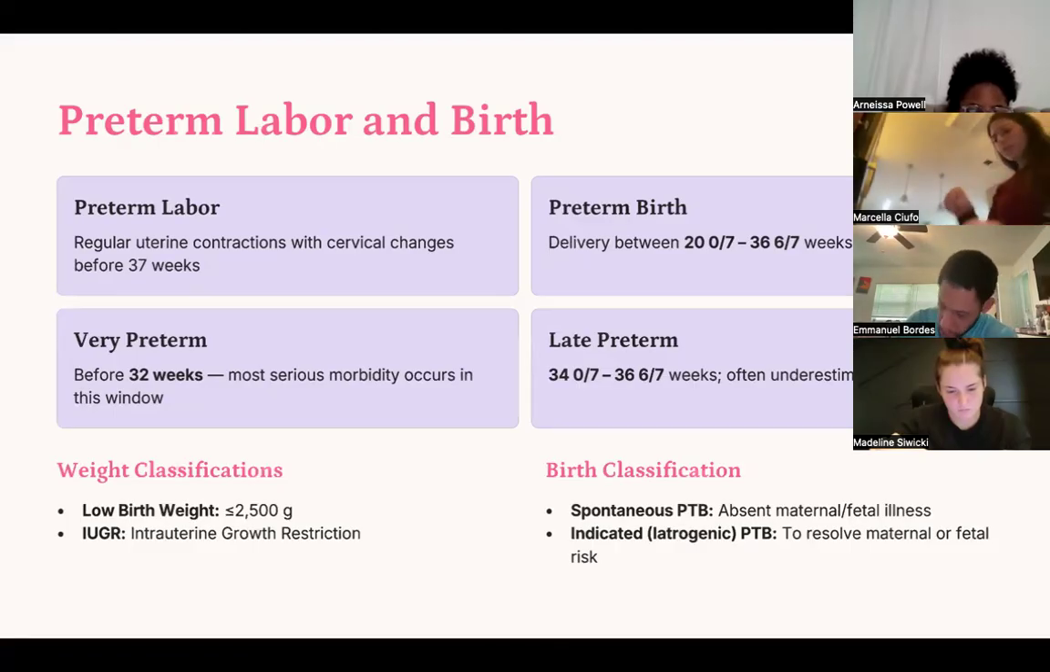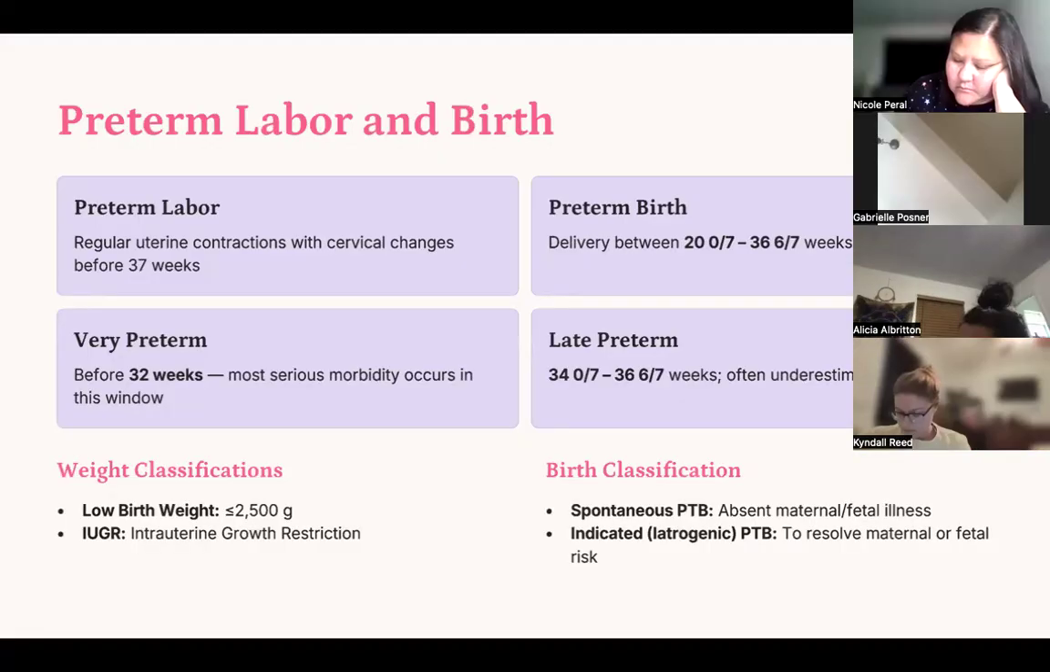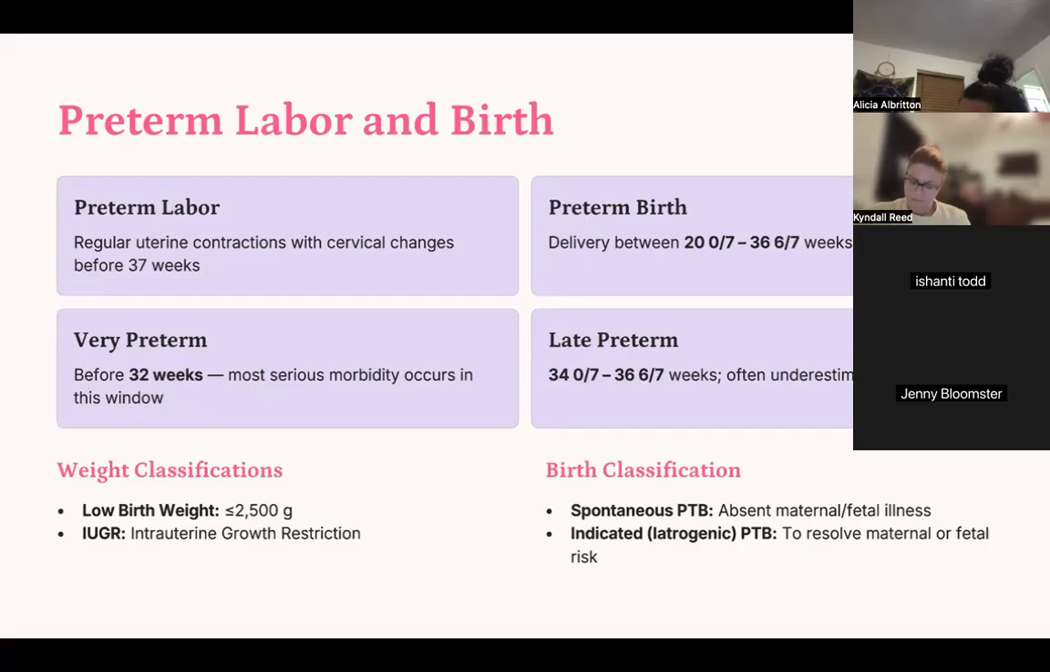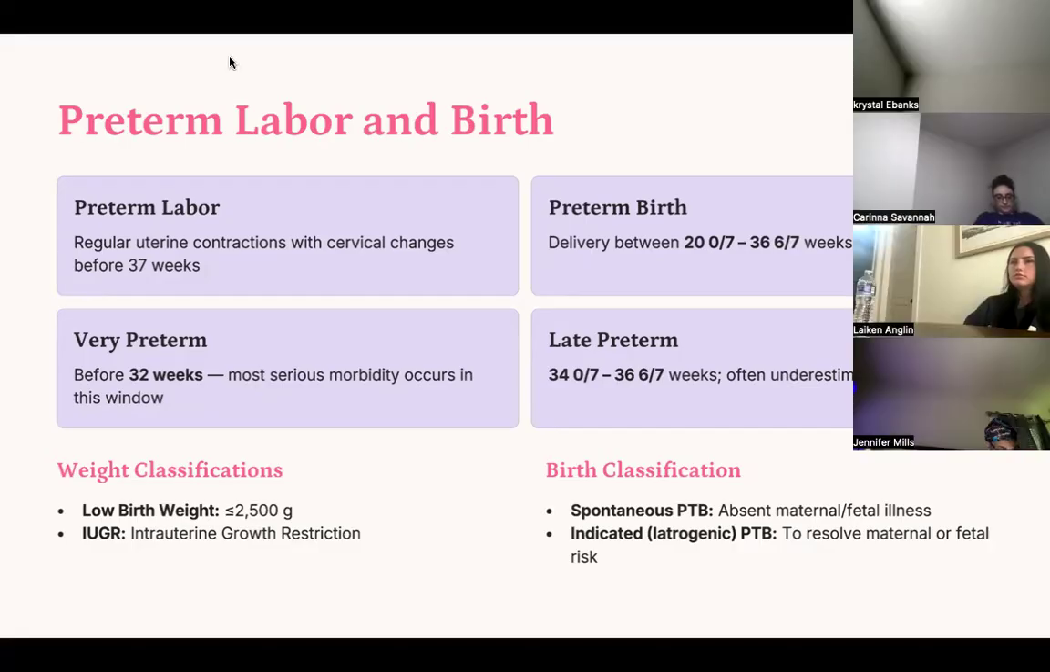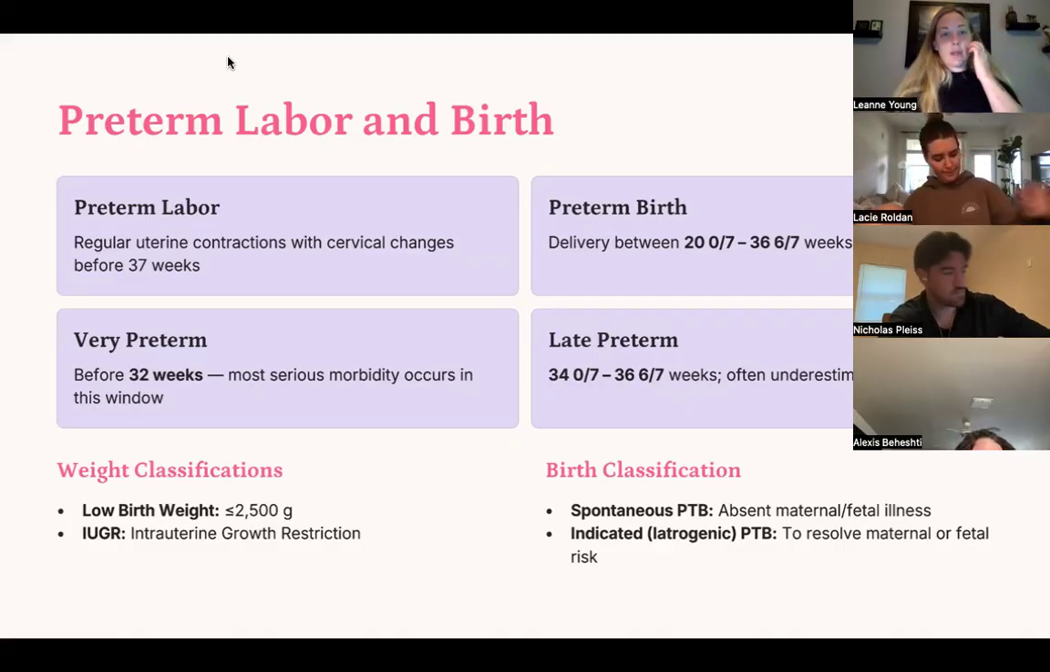An indicated or iatrogenic preterm birth is done medically. It's medically indicated to resolve maternal or fetal risk. So probably the most pertinent example of this would be moms that have severe preeclampsia. Okay. From a maternal standpoint, that's what we're going to see most often with why we would take a mom early, why we would take a baby early. Because we know with preeclampsia, the only way to resolve this is to deliver the placenta because that disease process is derived from the placenta. So we need to deliver our placenta to fix our preeclampsia.